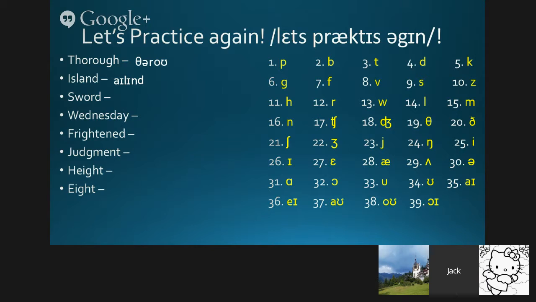Sword is pretty easy. That W isn't pronounced, and that O is that unique sound that only comes before R's. Sword. Wednesday is a word with a deceptively large number of letters, but it's actually just pronounced Wednesday.